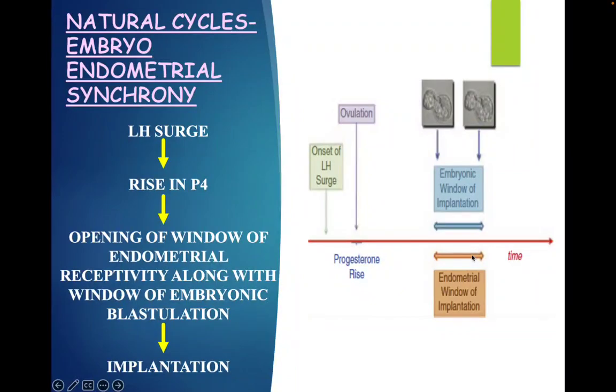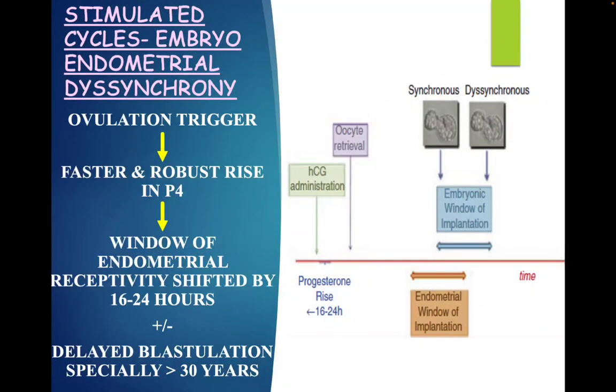Okay, but in the cycles when we stimulate, like in IVF, obviously we have to stimulate the ovaries. Unless we are doing natural cycle IVF, we are stimulating the ovaries. So in those cases, there are very high chances of embryo endometrial dysynchrony. Why? Because we are giving an ovulation trigger, and there is a faster and robust rise in progesterone. That shifts the window of endometrial receptivity by 16 to 24 hours earlier.